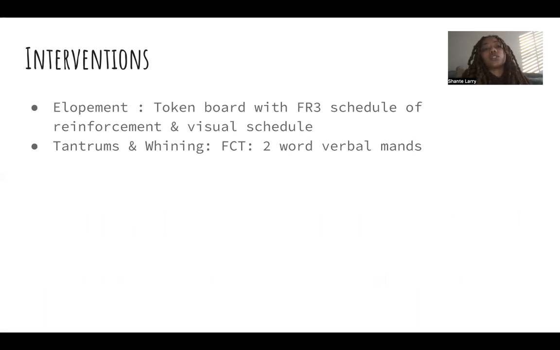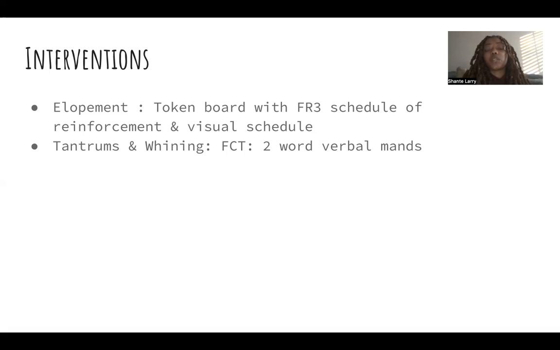So the interventions that we decided to implement for elopement were a token board system on a fixed ratio 3 schedule of reinforcement, and also a visual schedule so he can know the expectations of, all right, we're going to work for this amount of time, and then you get to go to another room. For the token board, for every 3 responses that he gave, he was able to receive a token.